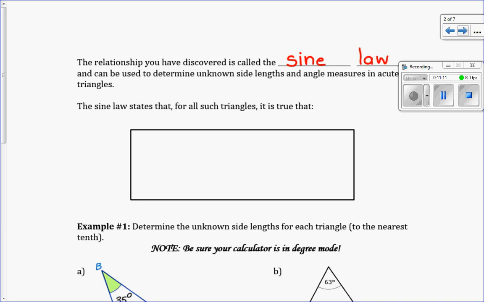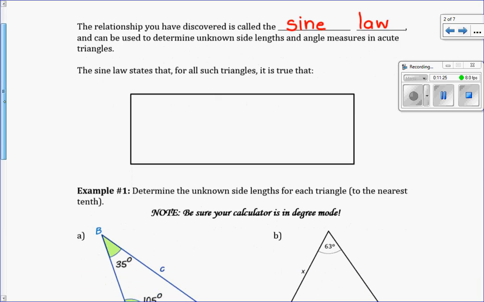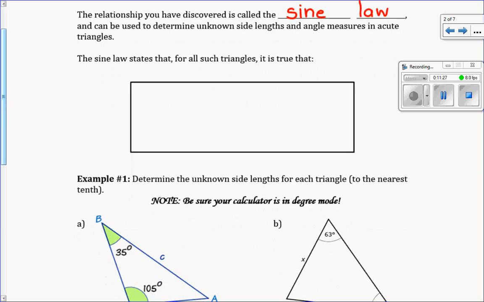And this can be used to determine any unknown side lengths or angle measures in acute triangles. So now, instead of having to always work from a right angle triangle, we can use the sine law if we have angles that are not right angle triangles. Okay? So in this box here, we're going to write what a sine law really looks like.